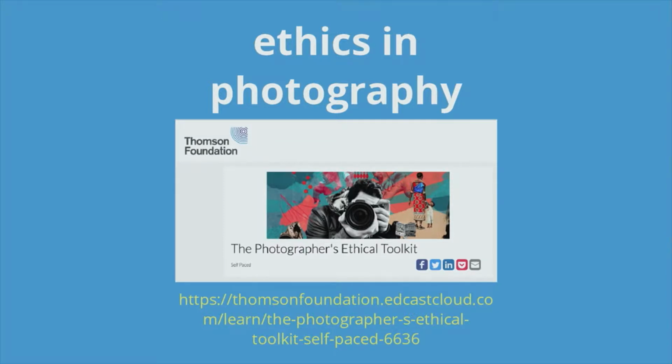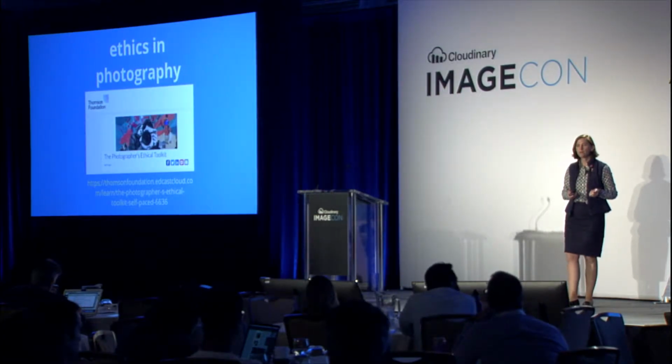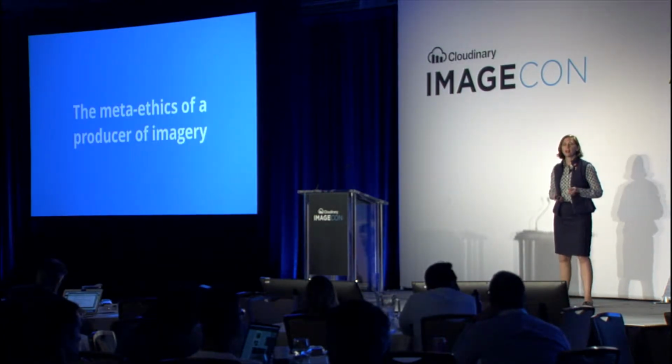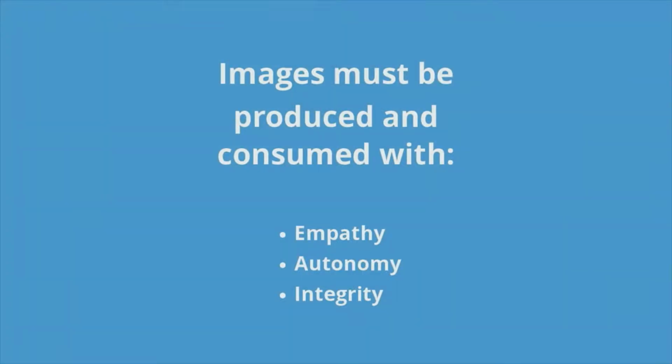It's called the Photographer's Ethical Toolkit, and it's a self-paced course. You can just take it. And you go through it, and you're given some ideas as you go along. And one of the ideas is talking about the meta-ethics of a producer of imagery as a photographer. Images, they posit, must be produced and consumed, but primarily produced with empathy, autonomy, and integrity.